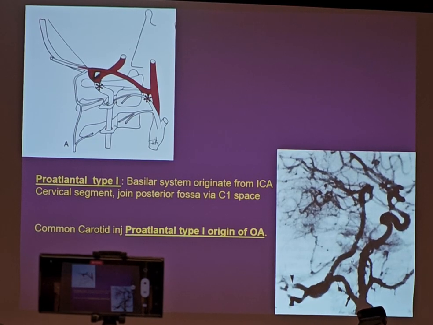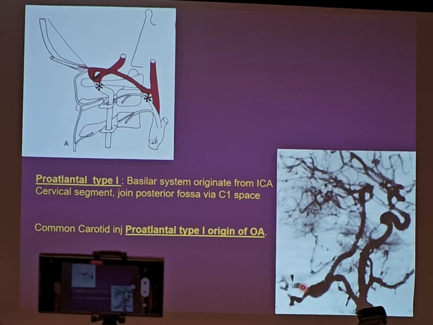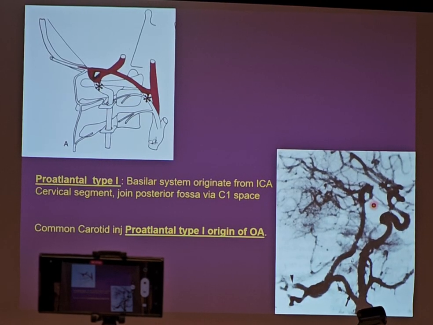The channel of the proatlantal can be persistent and big. So this is the big proatlantal 1 system, and this proatlantal 1 can be seen as the basilar system originating from the internal carotid artery, cervical segment, joined via the C1 space. This can be the description of the evaluation, and also you can describe the occipital artery origin.